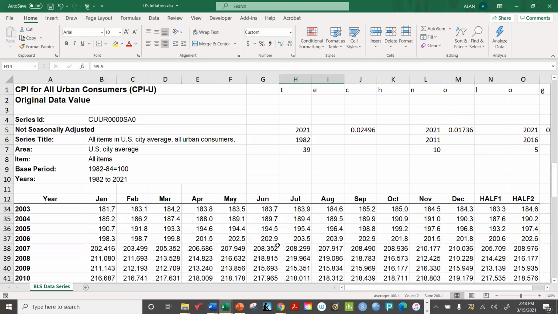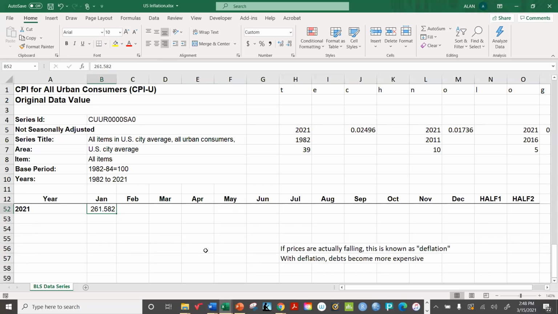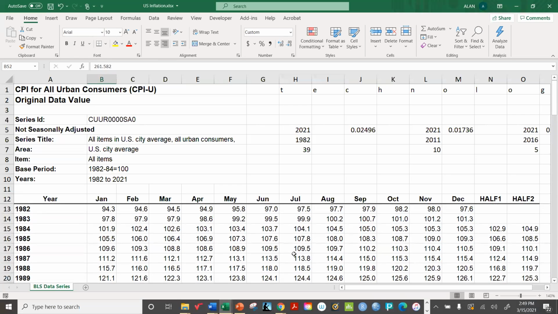So when I see a CPI of 261.582 here, that means prices are about 2.6 times what they were in right here, let's say July of 1983, right in this range. Since that time, prices have gone up by about 160% compared to where they were in 1983. So you can use this information to calculate the rate of inflation from one year to the next.